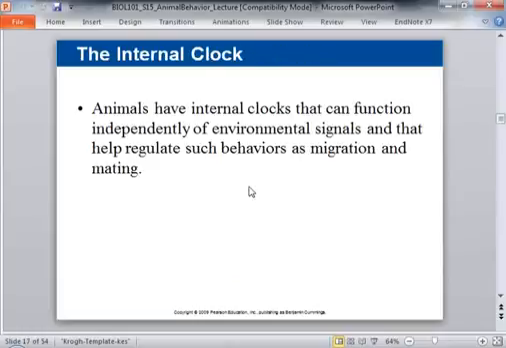We talked about positive and negative taxis. Organisms have internal clocks. These internal clocks can function independently of environmental signals, although they are oftentimes regulated by environmental signals. And so, for example, we can think of something known as a circadian rhythm.